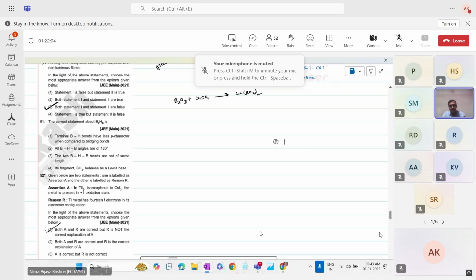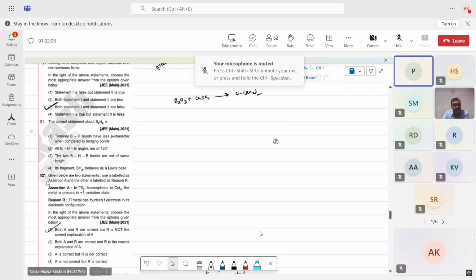Question number 51. Option 1: terminal BH bonds have less P character when compared to bridged bonds. Why? Sir, I ticked that option because all statements are wrong, so that statement alone is correct. It's okay. See here, the reason for that.